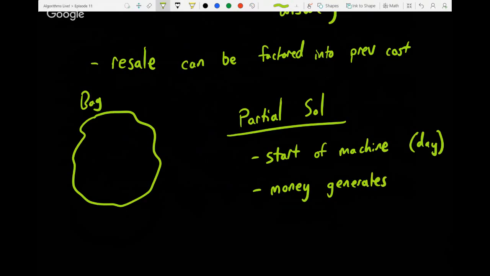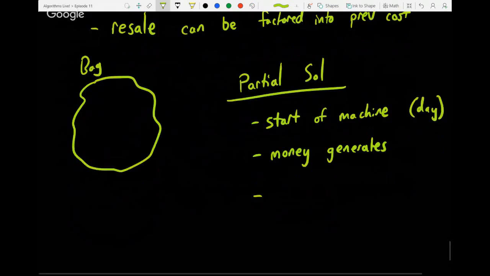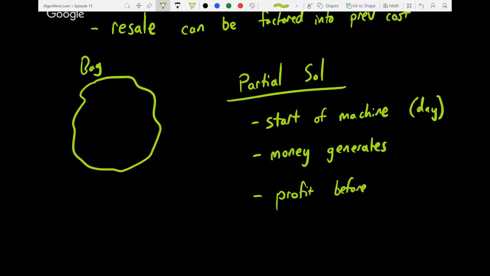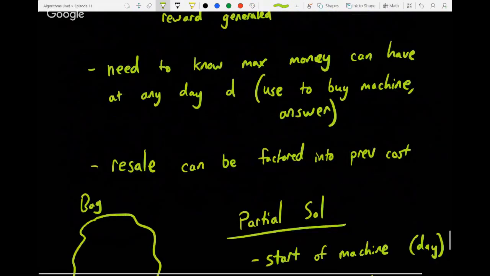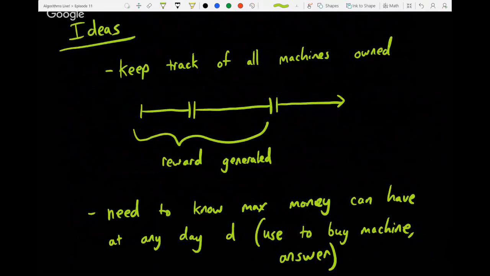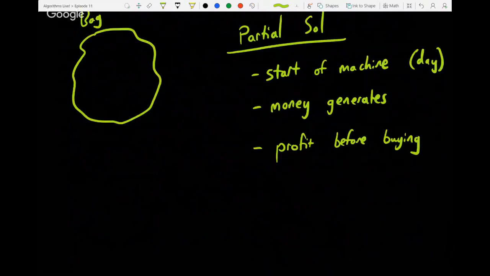How much money does it generate per day? Because if I start the machine on this day, take that difference in days, multiply it by the money that it generates, and then I have how much money it made after I days. And then the next one is, what's the profit before buying the machine? So I could stockpile some of that money so I could use it to also buy future machines. So it basically comes down to this value plus the resale value. And that's enough to characterize my partial solution. I don't actually need any more information than that. So this is good enough to implement a slower n squared version of this problem.